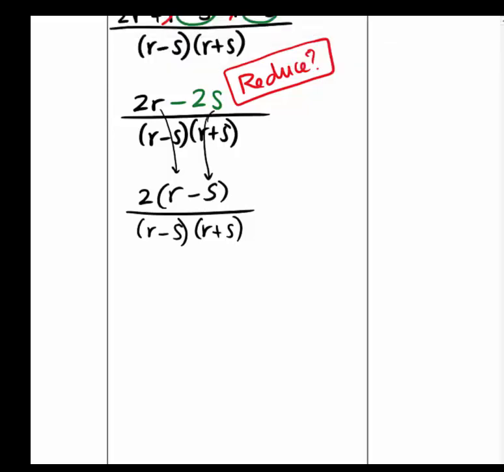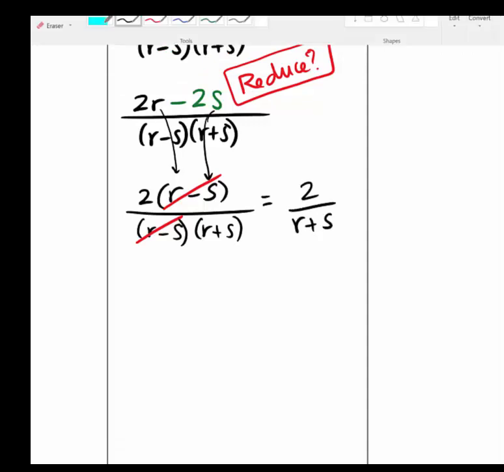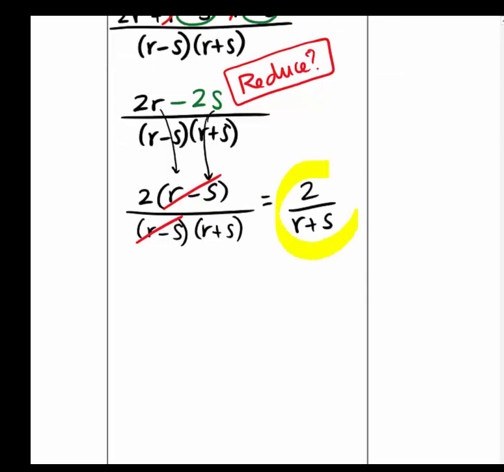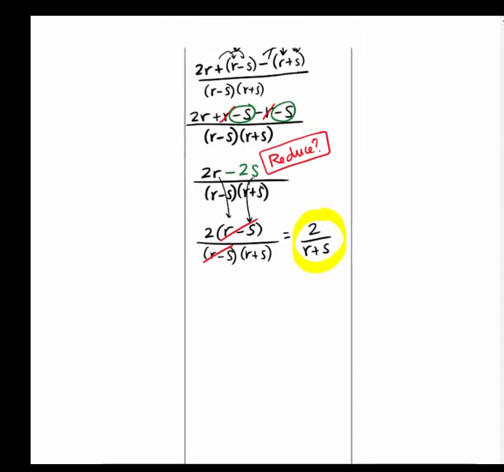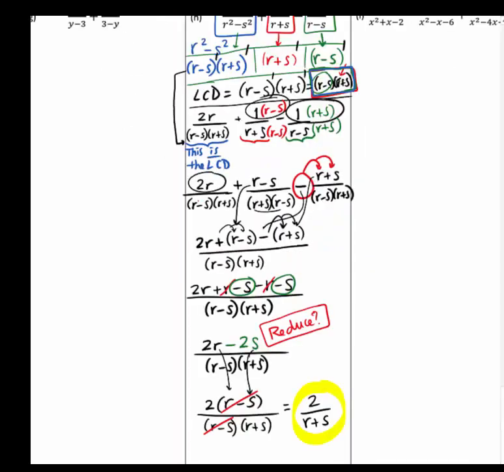And look at that. Isn't that the most satisfying thing you ever saw in your life? R minus s cancels! Yay! So all that's left on the top is 2, and on the bottom, r plus s. Wow, that's the type of problem where I can't believe how nice it ended up, how ugly it started. Where was that guy? He was pretty bad, right?